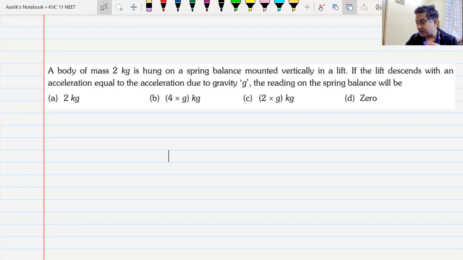Yes, the answer is zero, because he is moving down, falling freely under gravity. He will be experiencing weightlessness. Yes or no? Does anyone understand this? Yes, sir. Okay.